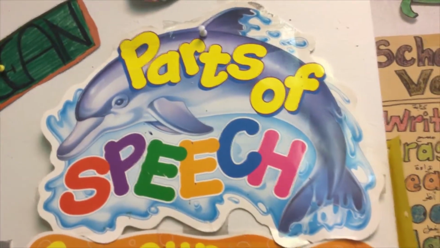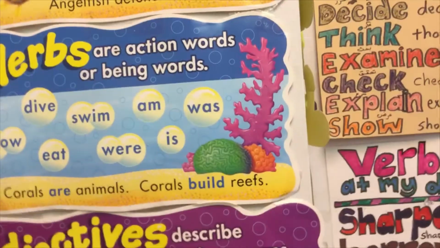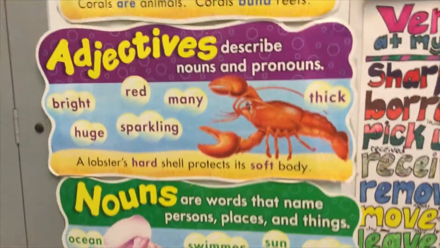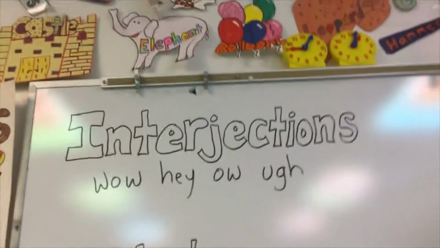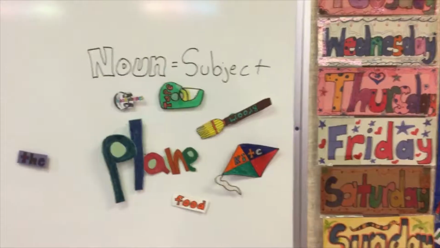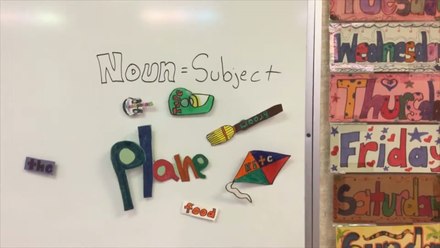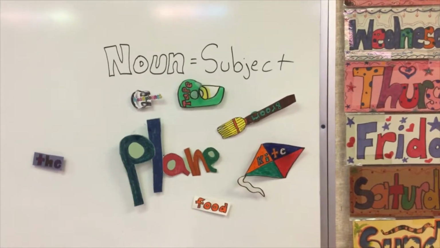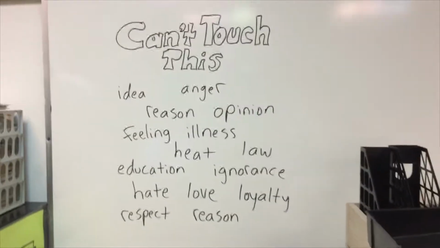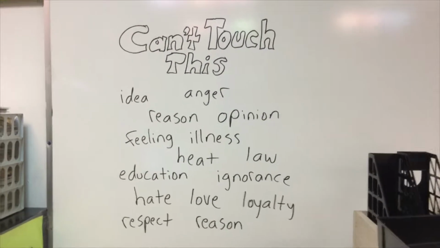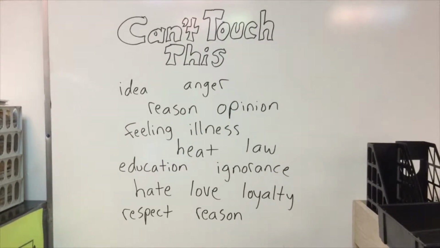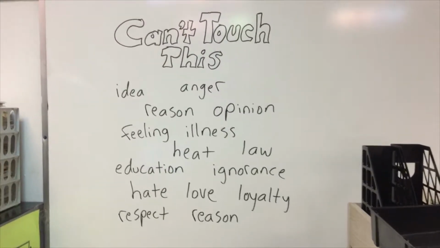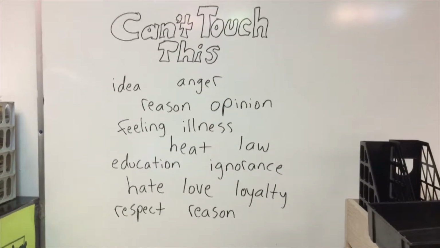There are 9 parts of speech. We have pronouns and verbs and adjectives, nouns, prepositions, conjunctions, adverbs, and then also interjections and articles. So a noun is a subject, and these are some different examples of nouns, and these are all nouns you can touch and see. These are nouns that you cannot touch or see necessarily. Maybe you can see signs of these nouns, the way someone acts or the way someone appears to behave. You can see these things, but these are not necessarily nouns that you can look at and touch.